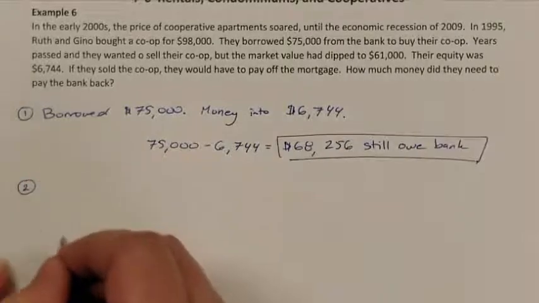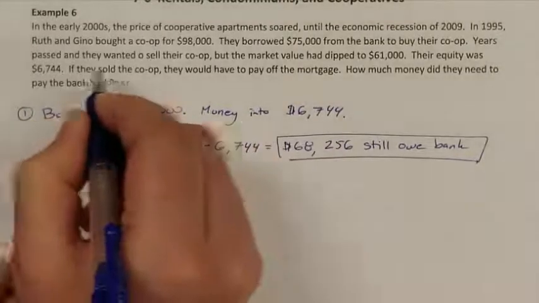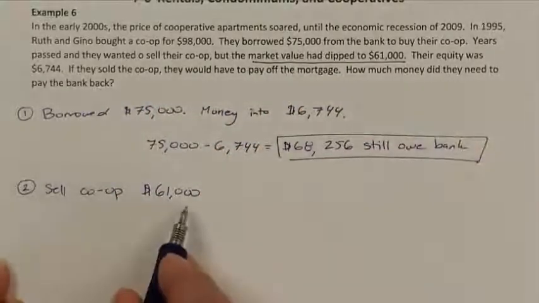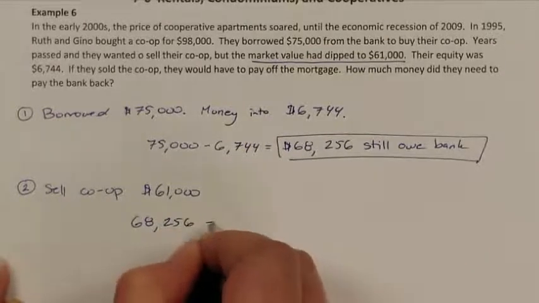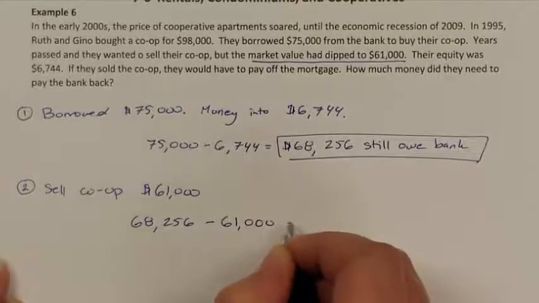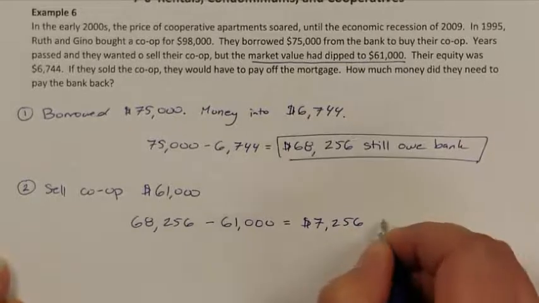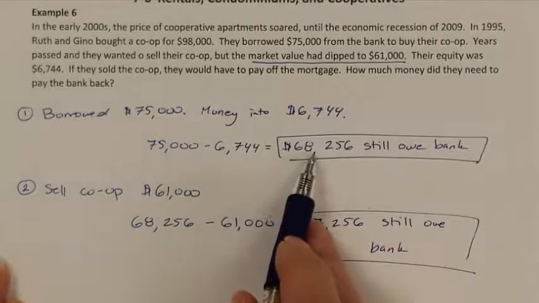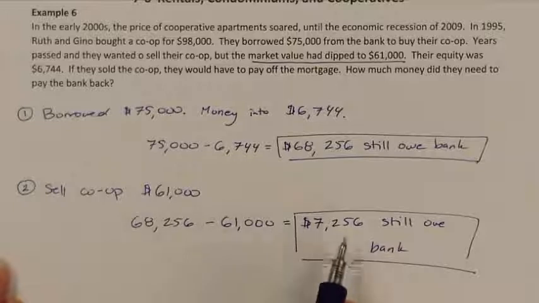If they now go and sell the co-op for the $61,000 that it currently is worth, the market value of $61,000, this is how much they currently owe the bank, and this is how much they would get if they sold it. That means $7,256 is what they actually still owe the bank. So right now they owe the bank $68,000. I sell my house. I get $61,000. I still owe the bank $7,256 after selling.